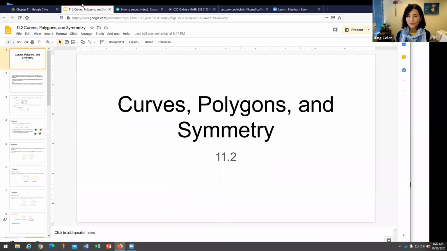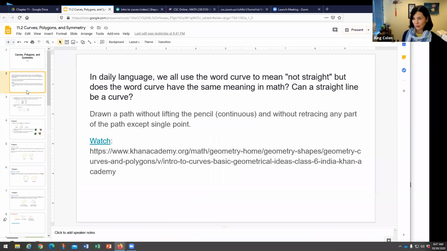Okay, so what do you think? Is that a simple curve? I mean, is that a curve or not a curve? Is that a simple curve or not a simple curve?